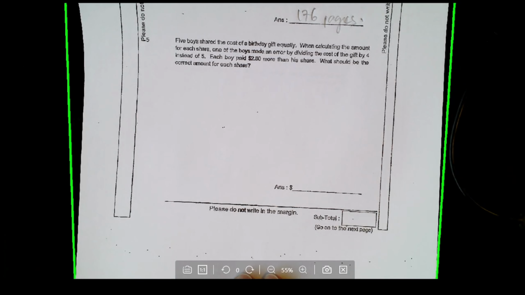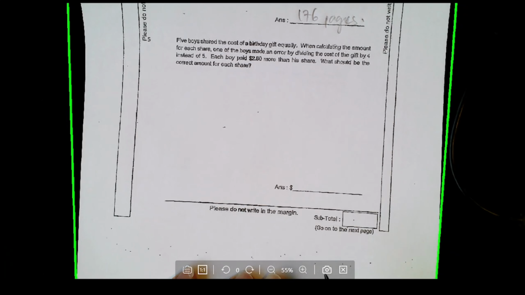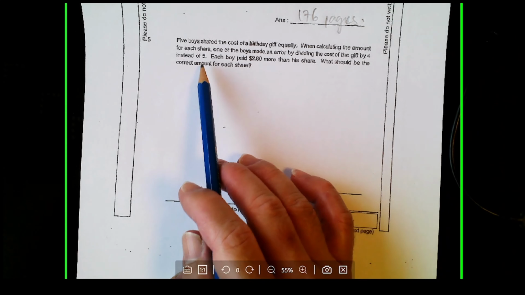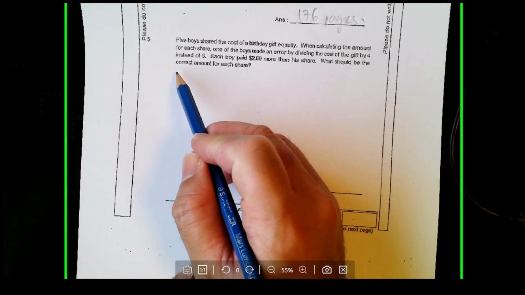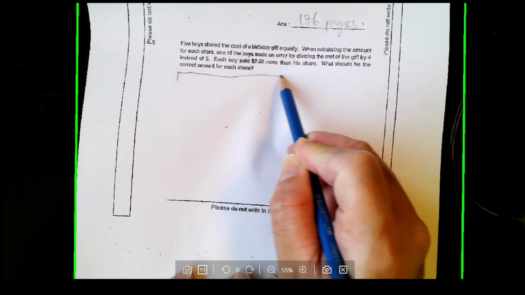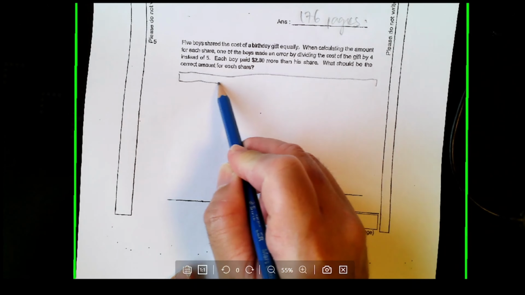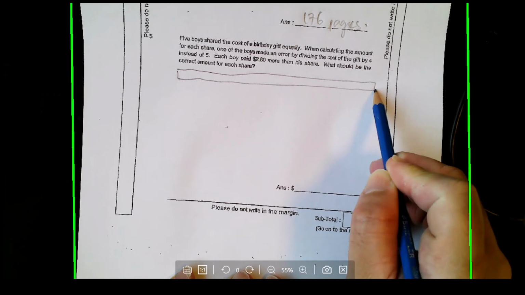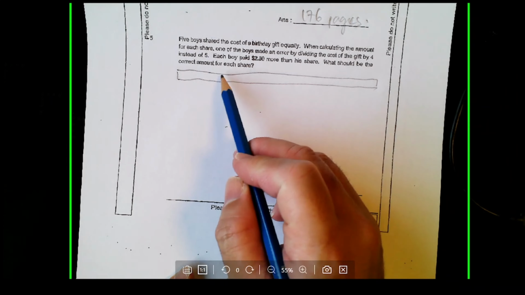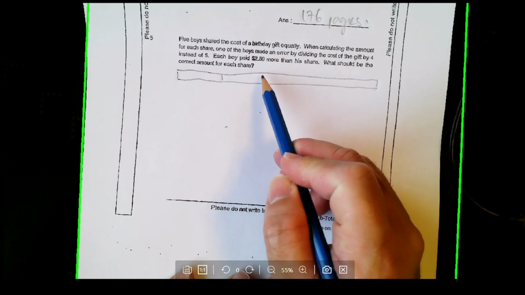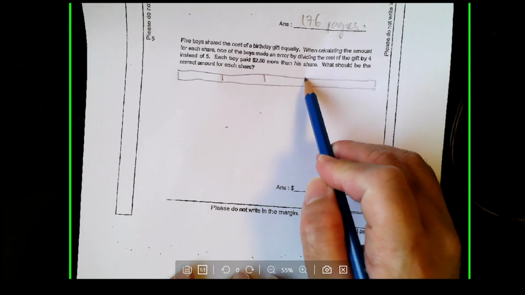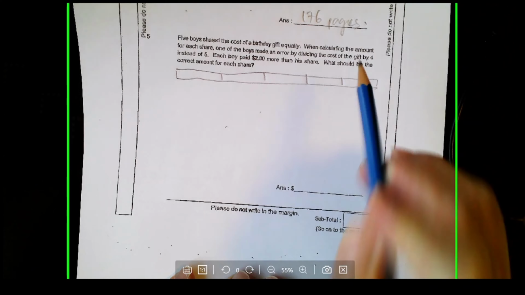Okay, so you have read the question, right? By right, they should divide the cost by 5, right? 5 boys. So by right, they should divide the cost of the gift by 5. 1, 2, 3, 4, 5.